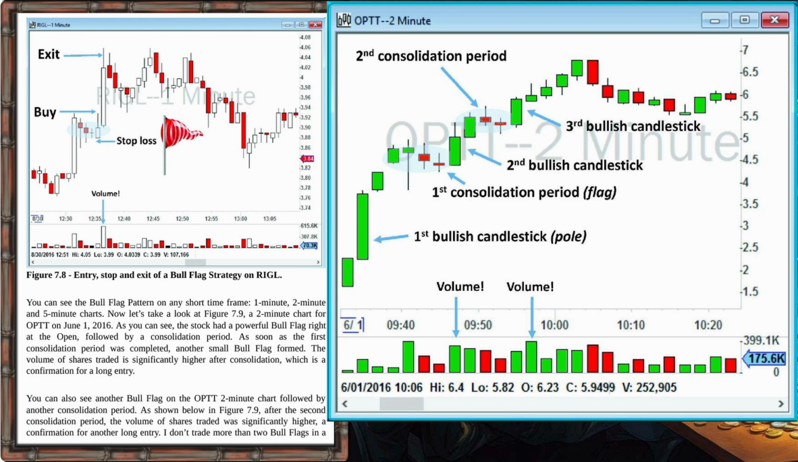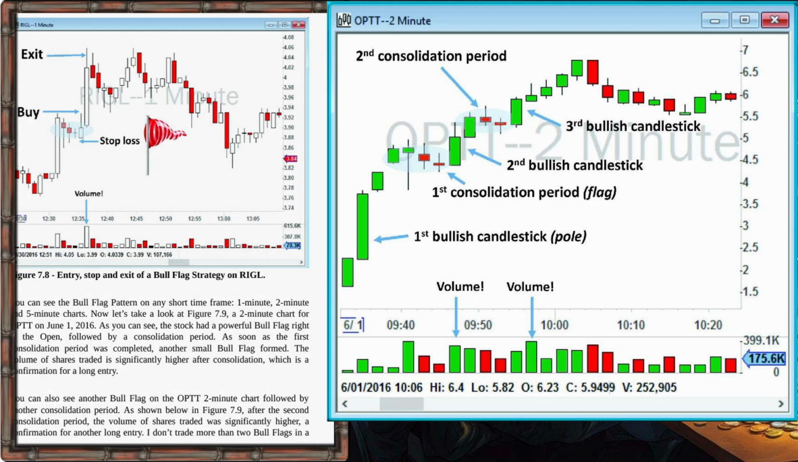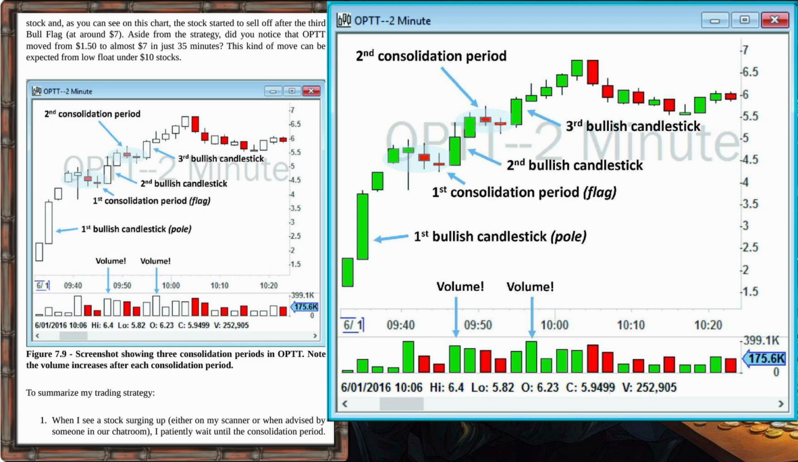You can also see another bull flag on the OPTT 2-minute chart, followed by another consolidation period. As shown below in figure 7.9, after the second consolidation period, the volume of shares traded was significantly higher, a confirmation for another long entry. I don't trade more than 2 bull flags in a stock, and as you can see on this chart, the stock started to sell off after the third bull flag at around $7. Aside from the strategy, did you notice that OPTT moved from $1.50 to almost $7 in just 35 minutes? This kind of move can be expected from low float, under $10 stocks.